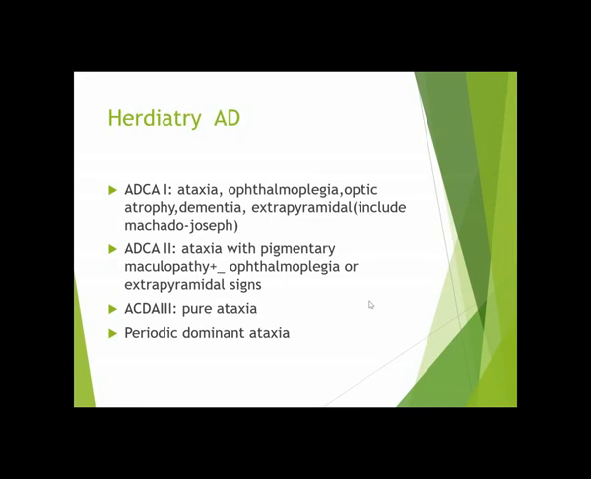And then ATCA2, it is characterized by cerebellar ataxia with pigmentary maculopathy that is causing vision problems. They may have ophthalmoplegia and they may also have extrapyramidal signs. So here we have ataxia with vision disorders, pigmentary maculopathy. And in the first group, we had ataxia with either optic atrophy or maybe ophthalmoplegia, dementia, extrapyramidal features. Now the third group is pure ataxia. They do not have any other signs except pure cerebellar ataxia, and the last one is periodic dominant ataxia.